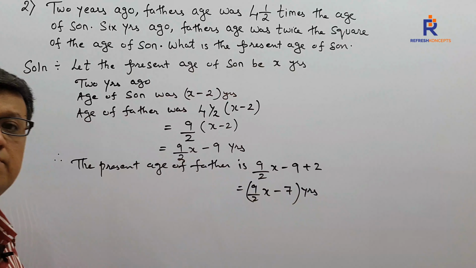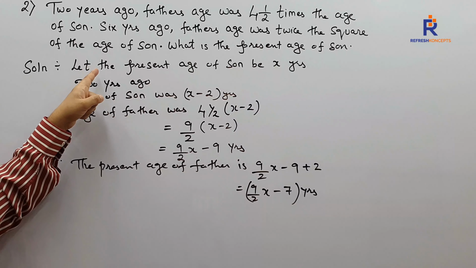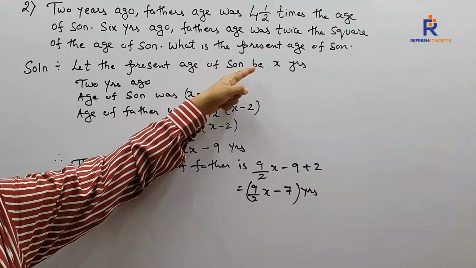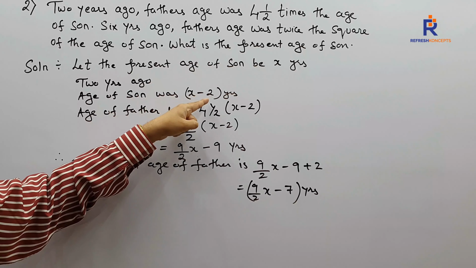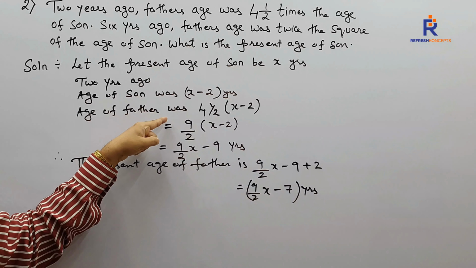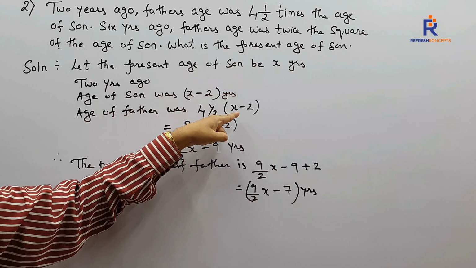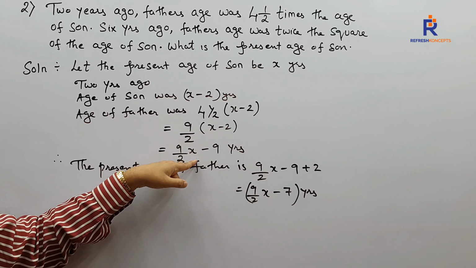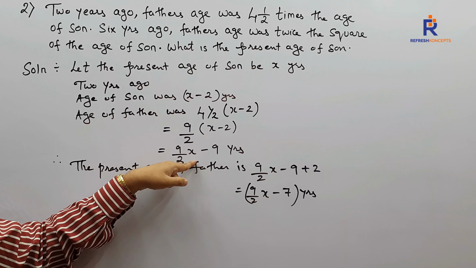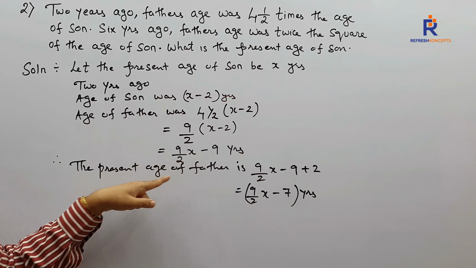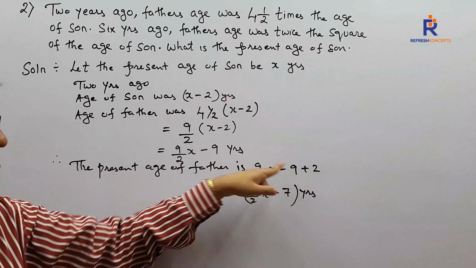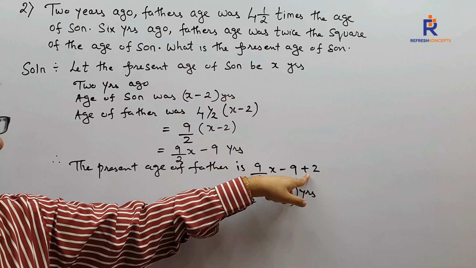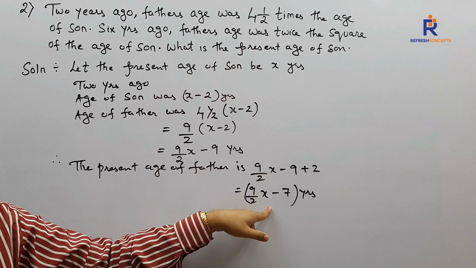Children, I hope you all are getting me. We started off with the present age of the son be x years. 2 years ago, age of son was x minus 2. At that time, the father's age was given to us as 4.5 times the age of son, which we solved. Then, from our side, we found the present age of father: 9 by 2x minus 9 plus 2. Why? This was the age 2 years ago, that's the reason we say plus 2. So this becomes the present age.